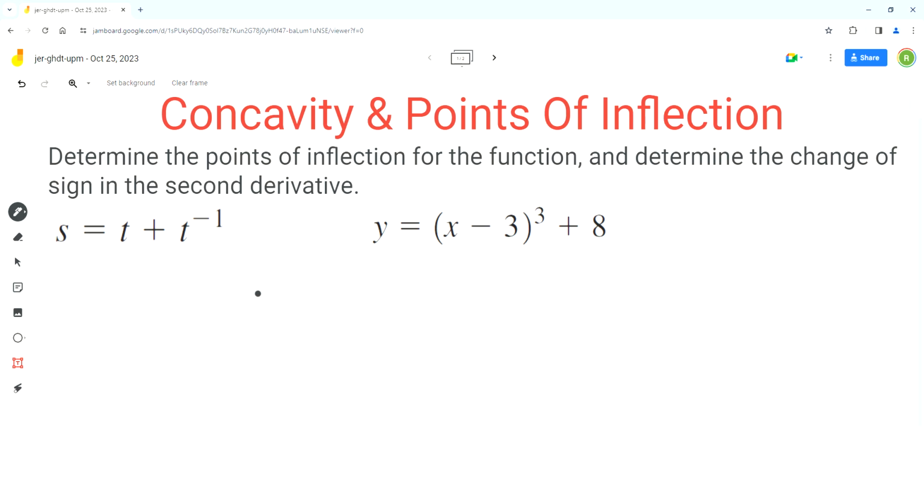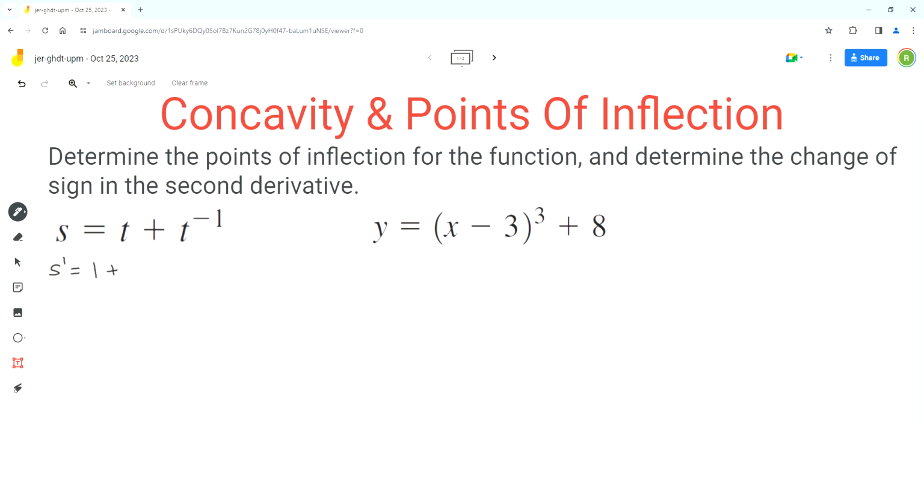Now, points of inflection are points where the second derivative is either equal to 0 or undefined. So the first step here is to find the derivative of this given function. So we first find the first derivative. So s prime equals, the derivative of t is 1 plus, now for t to the power -1, we should use the power rule.